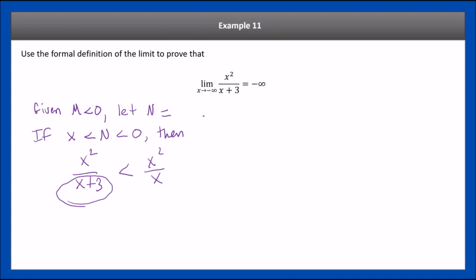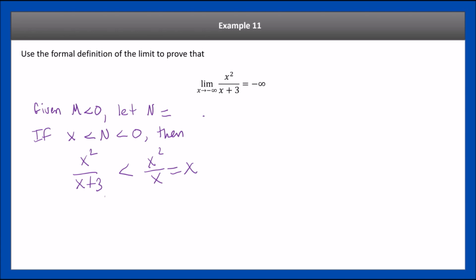A bigger denominator means a smaller fraction. Well, this denominator is bigger than this. So therefore, this fraction as a whole is smaller. All right, well, but we know that this is equal to x, right? x squared over x is x.